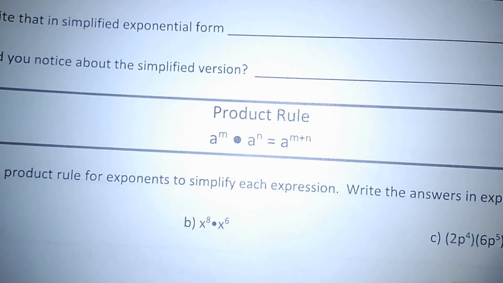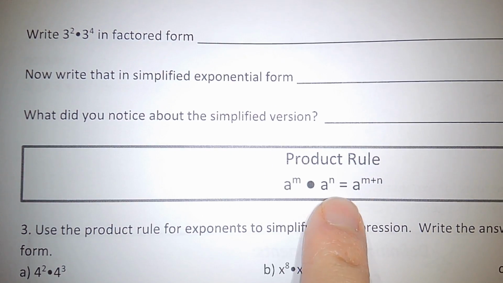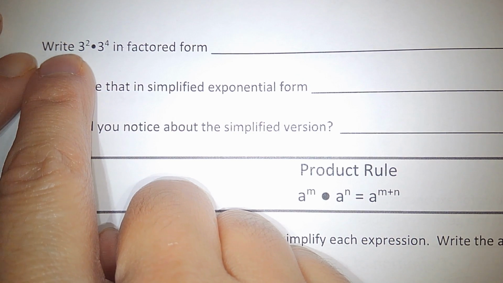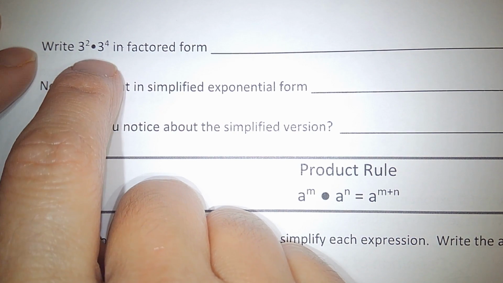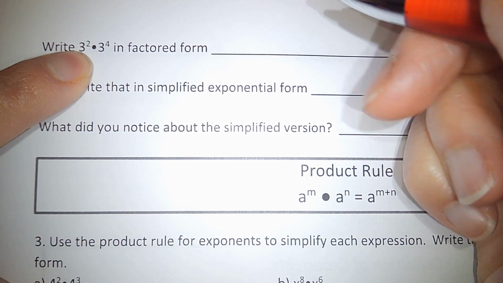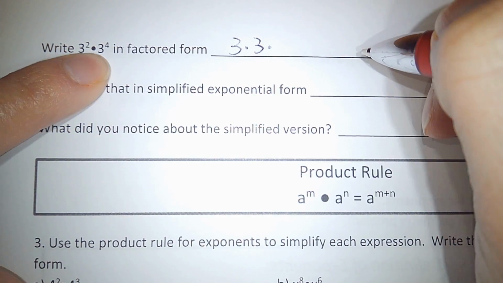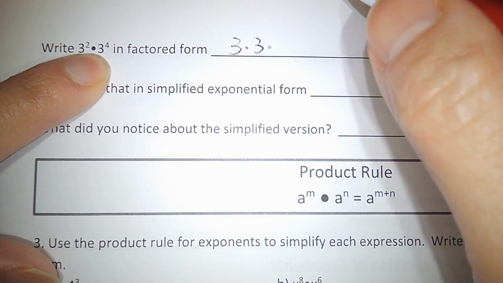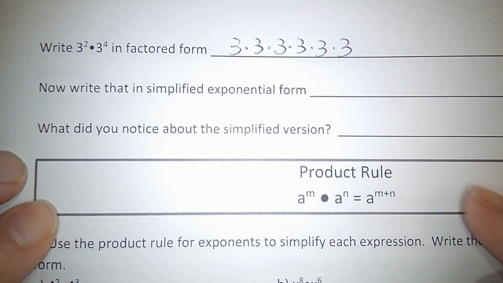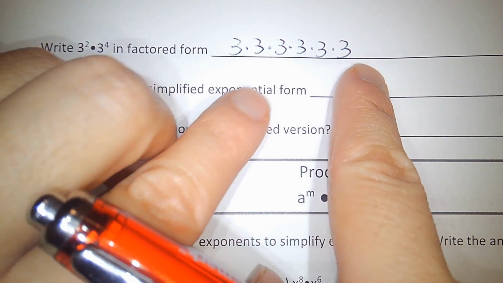Okay, we're going to look at some rules. The first rule we call the product rule. Before we look at the product rule, let's look at an introduction example. 3 squared times 3 to the 4th power. Can we rewrite this in factored form? What is 3 squared in factored form? 3 times 3. Then times 3 to the 4th power. How many 3s? 1, 2, 3, and 4. Now write that in simplified exponential form.